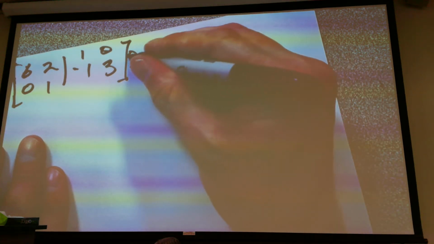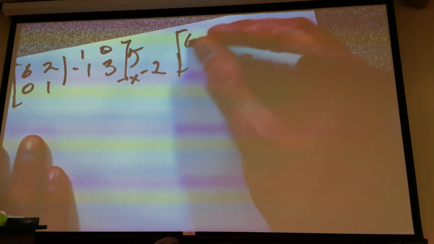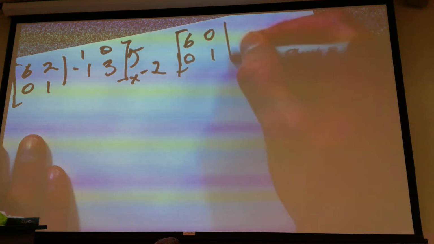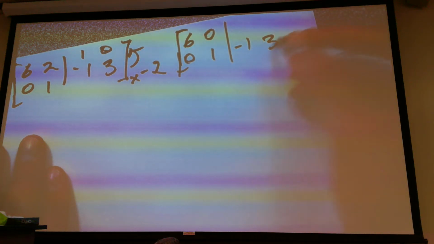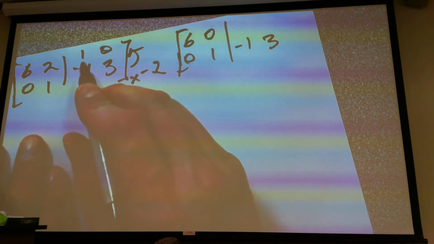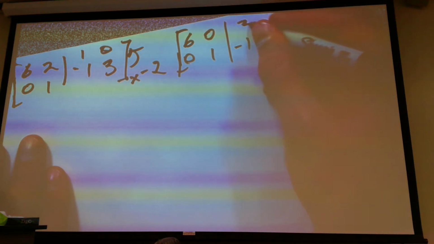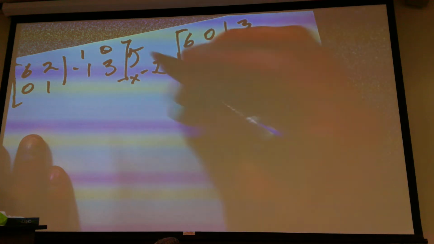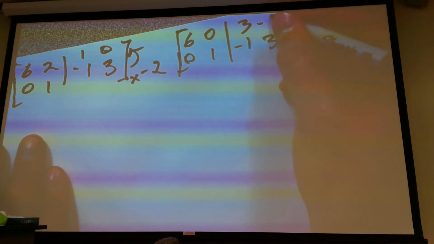So, 6, 2, 0, 1, negative 1, 1, 3, 0. Now multiply by negative 2. I don't know why I was saying negative 1/2. That would be 6, 0, 0, 1, augmented with negative 1, 3. Now, if I multiply this guy by negative 2, that's going to turn it into a positive 2. And a positive 2 plus 1 is going to be a positive 3. Okay, there we go. And that would be negative 6.